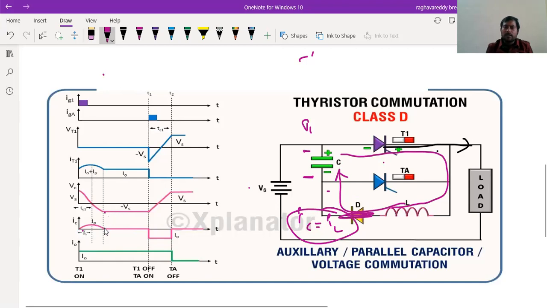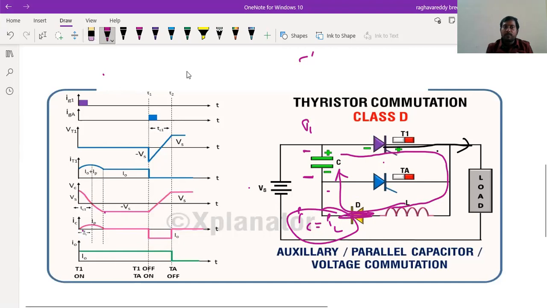And after the capacitor is fully charged in the reverse direction, the current in this capacitor is constant, and the voltage across the capacitor is constant, and the output current is constant. Now the output current is always constant, I assumed that.